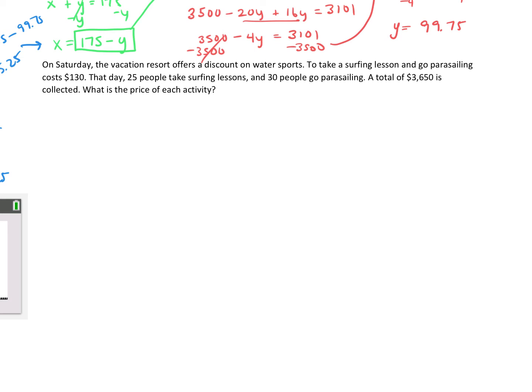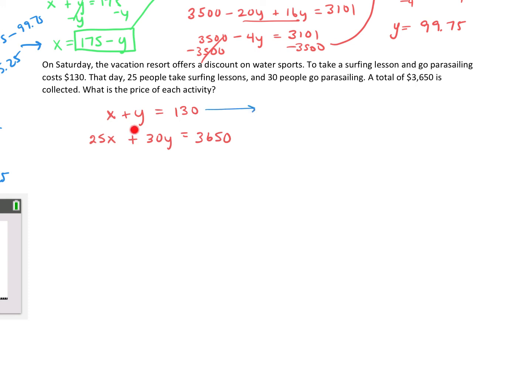Same variables: x will represent the cost of the surf lessons, y will represent the cost of parasailing lessons. They said that they did a discount and you can do both activities for $130. So x plus y equals $130. 25 people take surf lessons, so 25 times x, plus 30 people go parasailing, so 30 times y, and this time the total was $3,650.